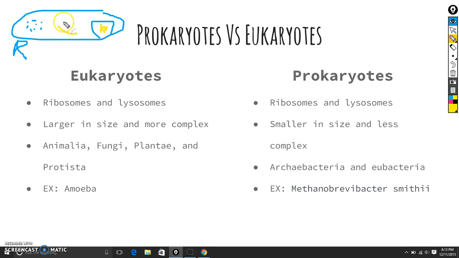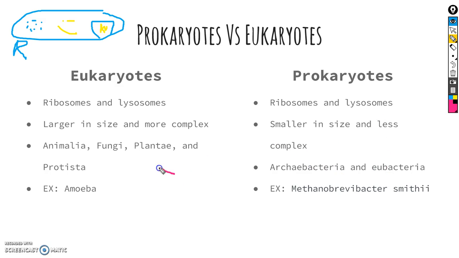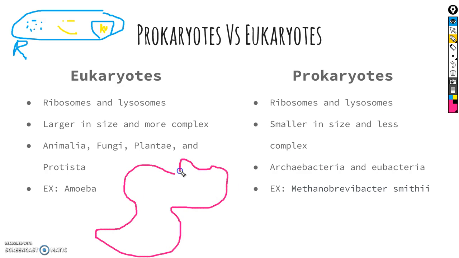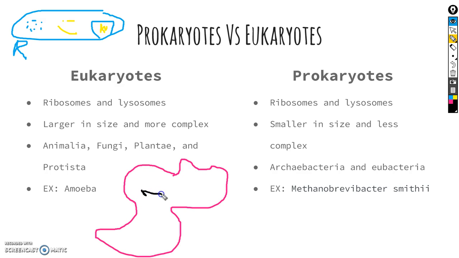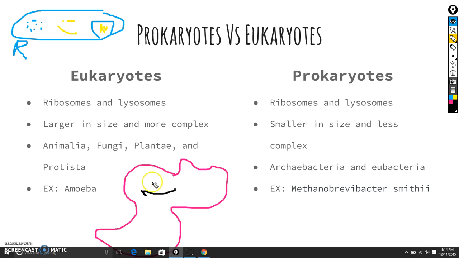Animalia are multicellular heterotrophs that don't contain a cell wall. Plantae are multicellular autotrophs that do have a cell wall. Fungi are both multicellular and unicellular that break down other dead organisms and do have a cell wall. Protista are a catch-all group that are mostly unicellular, both hetero and autotrophs, and sometimes have a cell wall.